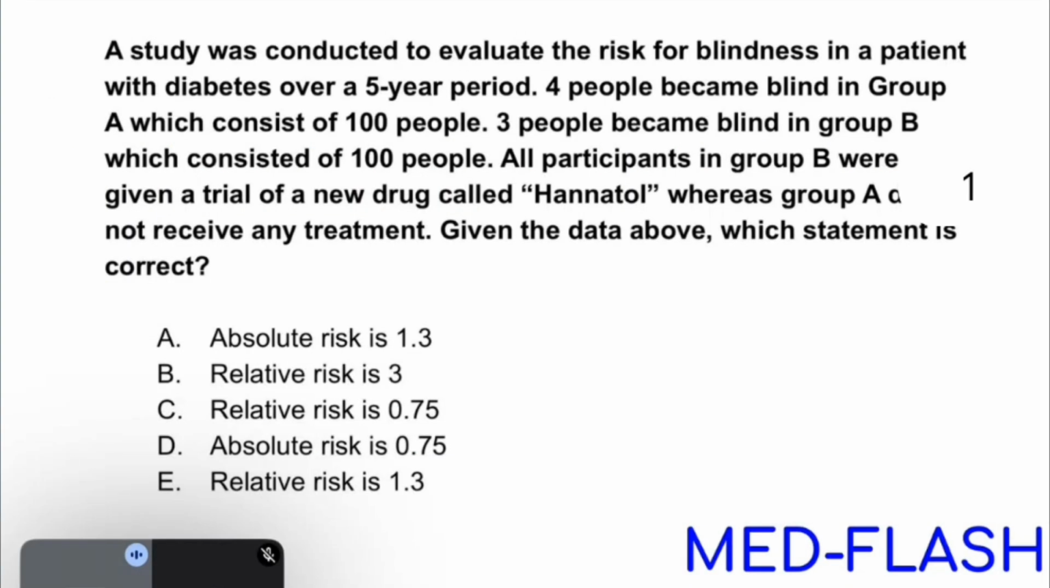Group A consists of 100 people. 3 people became blind. In group B, which consists of 100 people, all the participants were given a trial of a new drug called Hanitol, whereas group A did not receive any treatment. Given the above data, what is the correct statement? Okay, so they are asking us what is the correct statement. They haven't asked us to calculate relative risk or the attributable risk. So we have to calculate both of them, and we can do it.